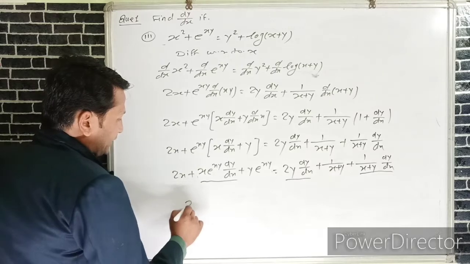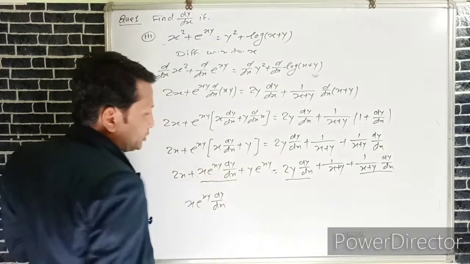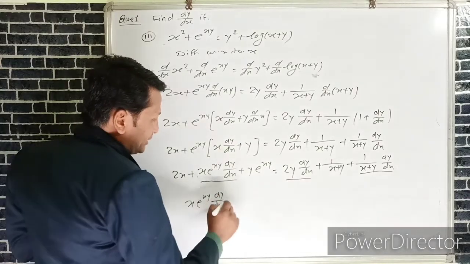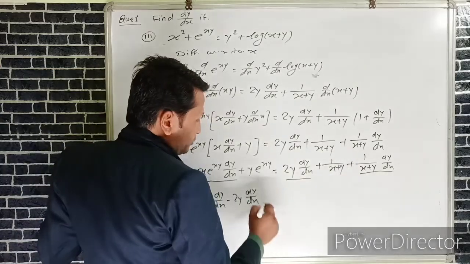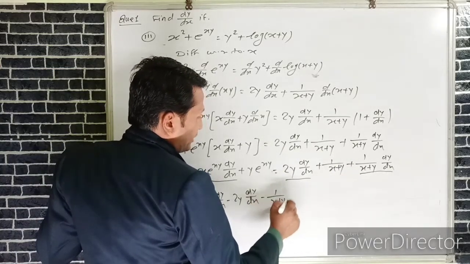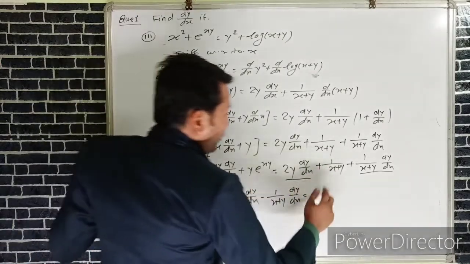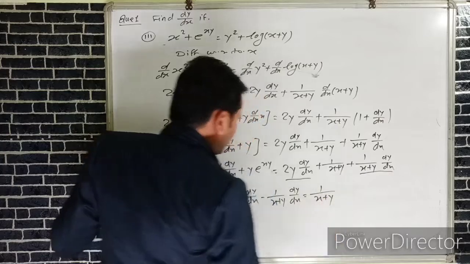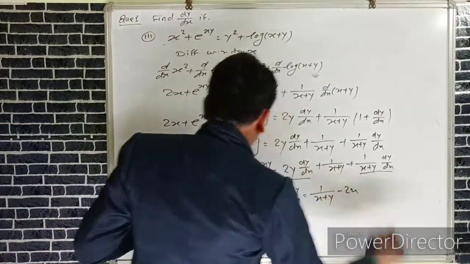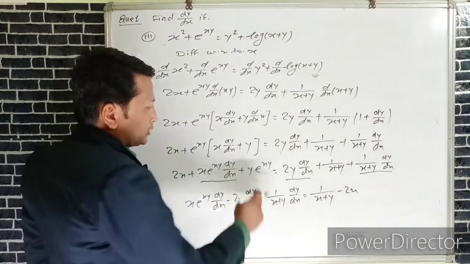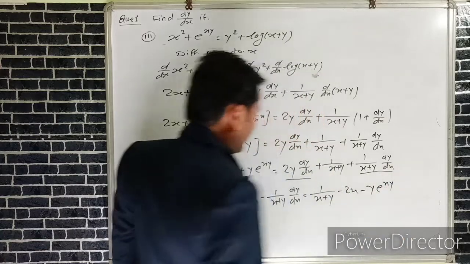Hence we can write x into e to the power xy into dy by dx. This term is positive. Here if we take it to the right side, then we can write minus 2y into dy by dx. This term is again positive. We can write it minus 1 upon x plus y into dy by dx is equal to 1 upon x plus y as it is. This 2x, we can write it minus 2x. This y into e to the power xy we can write minus y into e to the power xy.